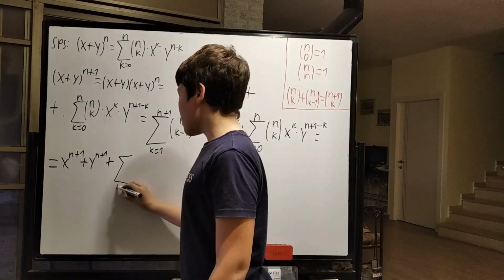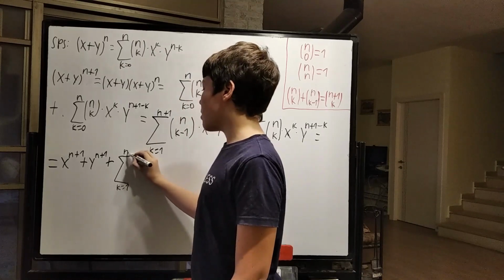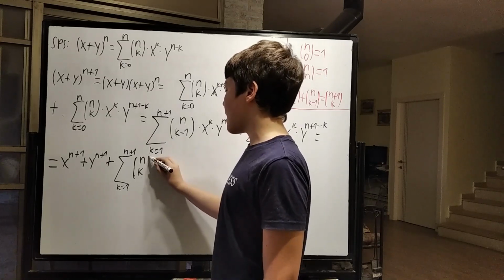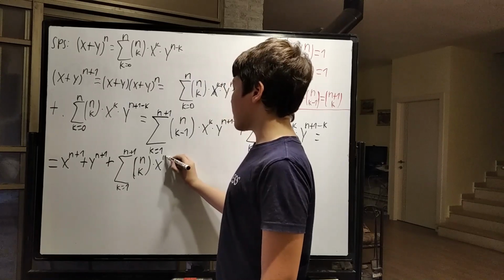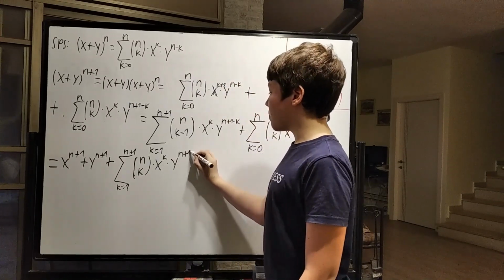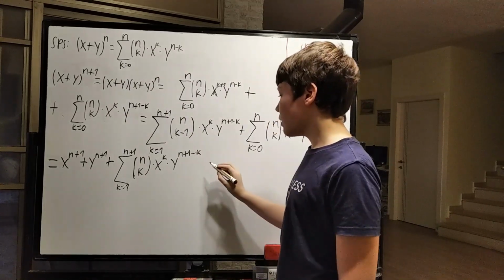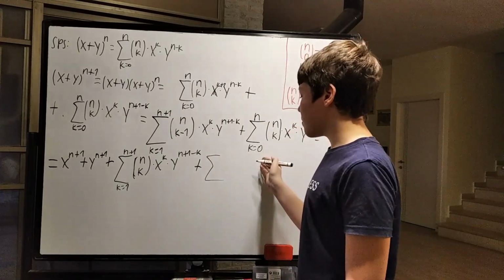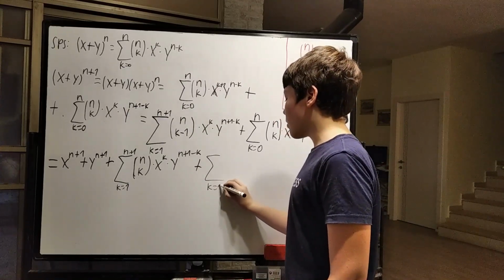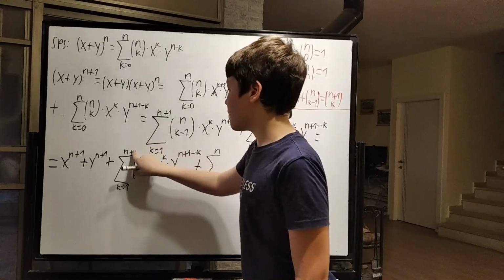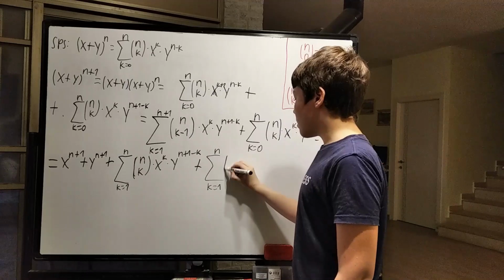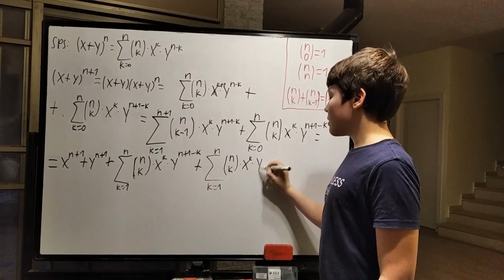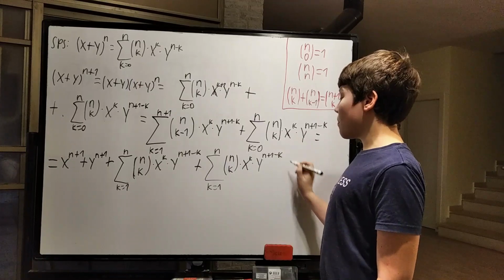We took the n plus first term, so it's the sum as k goes from 1 to n plus 1 of n choose k minus 1 times x to the k times y to the n plus 1 minus k, and then plus this we have here, but starting at 1, so k going from 1 to n, of n choose k times x to the k times y to the n plus 1 minus k.